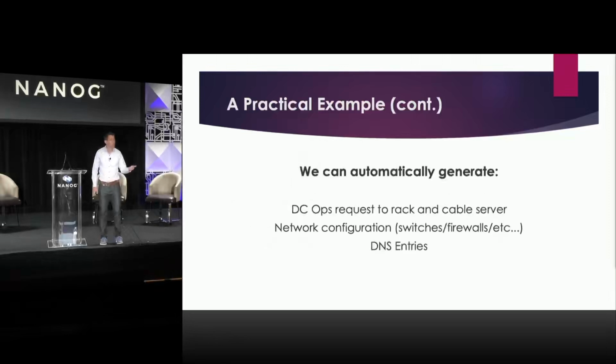We can automatically generate the requests going out to DC ops to rack and cable the server. So we can send off a ticket into our ticketing system to have them go do this with all the information they need to do their job. We can send them the cut sheet, all the port requirements, and the cable requirements. This could all happen automatically.